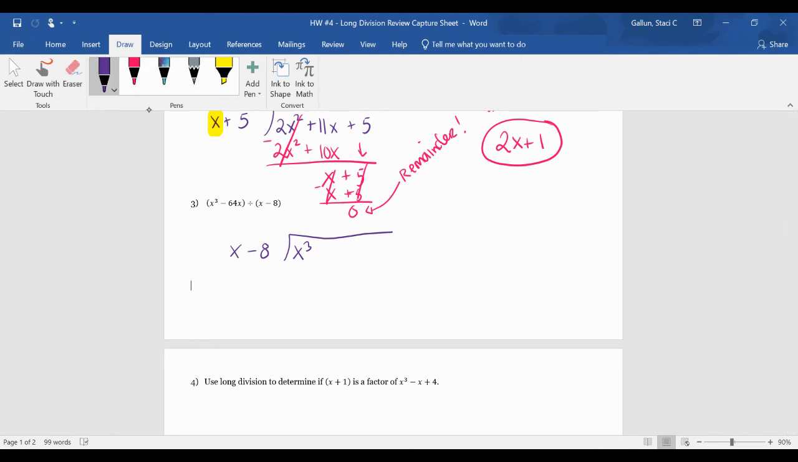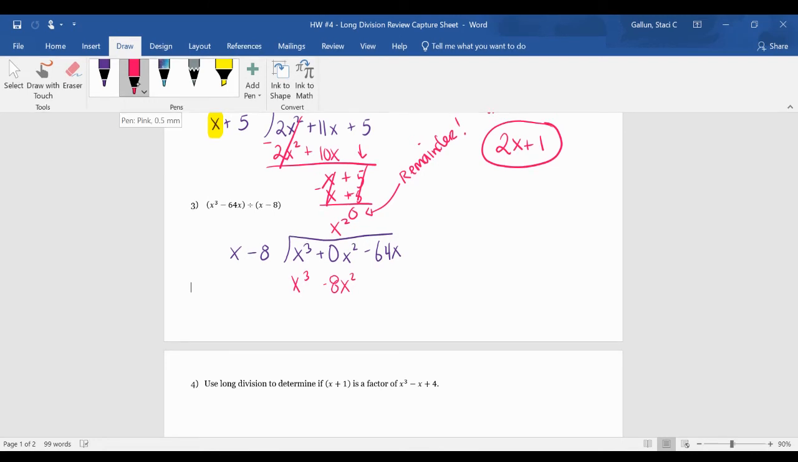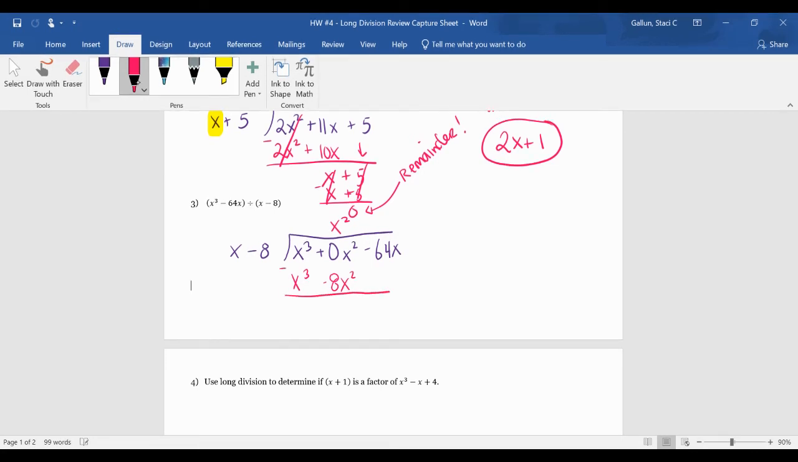Even though it doesn't have an x squared term that we see, it just means that the coefficient is 0. So let's write that in, right? Let's account for that empty space. And now let's keep going. So we already said x squared. And then that's x to the third minus 8x squared. And now I'm dealing with things that are like terms, which is good. We want that. 0 minus negative 8. What's that? 8x squared. Bring down the negative 64x.